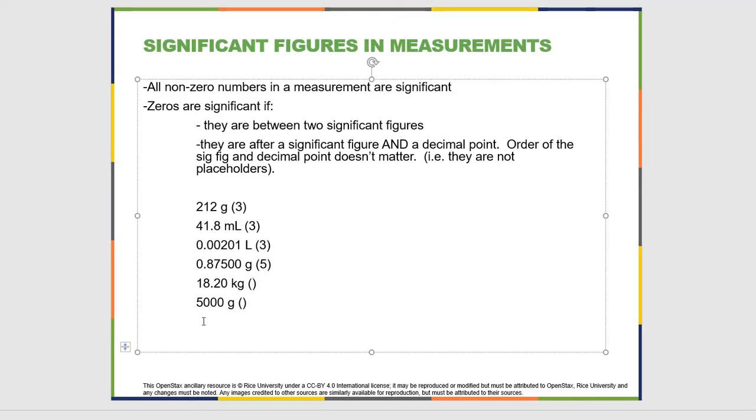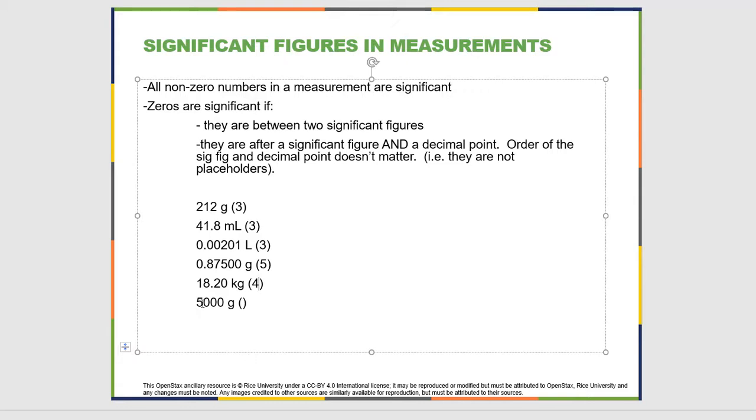Let's look at another example. 18.20. In the previous case, the decimal place came first, then some numbers, then the 0. In this case, some numbers come first, then a decimal place, and then a 0. That doesn't matter. This 0 is after a decimal place and a sig fig. It is not a placeholder, it is significant. So in this case, all 4 are significant.